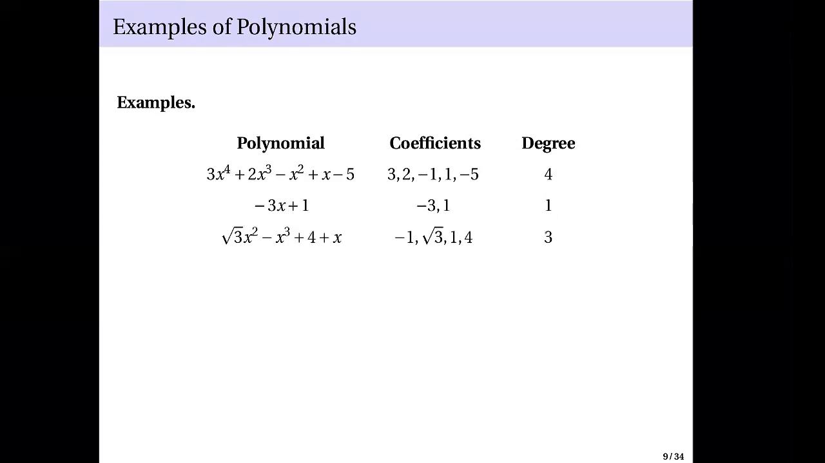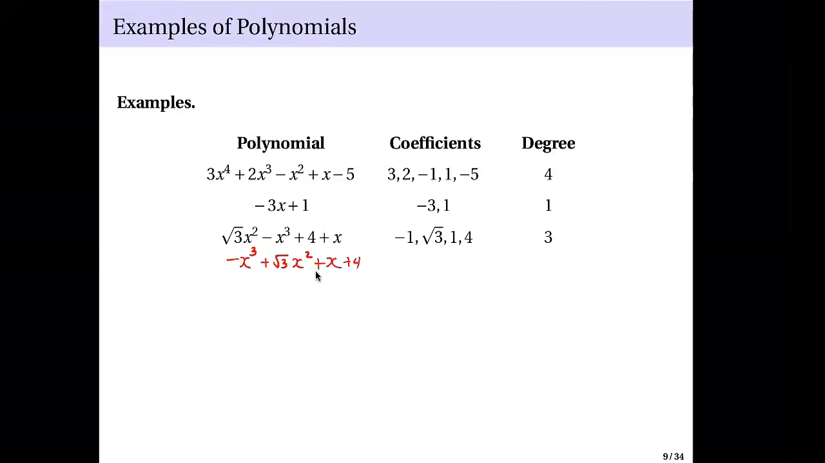Next, we have here square root of 3 x squared minus x cubed plus 4 plus x. Notice, you have degree 2 and then degree 3 and then degree 0 and then degree 1. So this is not in standard form, but we can rewrite this in standard form. If we do that, we will have minus x cubed plus square root of 3 x squared plus x plus 4.